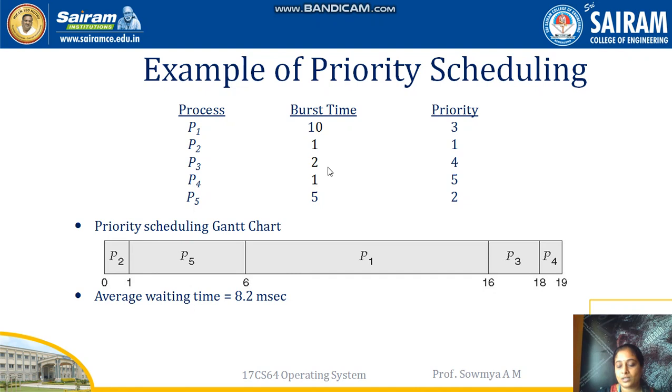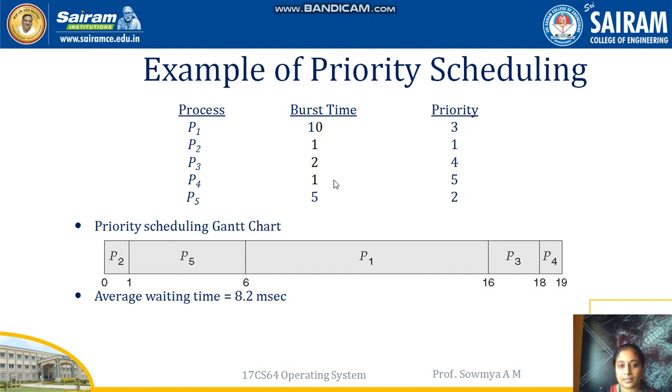So we have the process, burst time and priority. First see the highest priority, which is like our rank. The first rank is the highest rank. So take first priority 1. P1 has first priority, P2 has first priority with burst time 1, so P2 is allocated first. Then P5 has second priority, so P5 is allocated second.